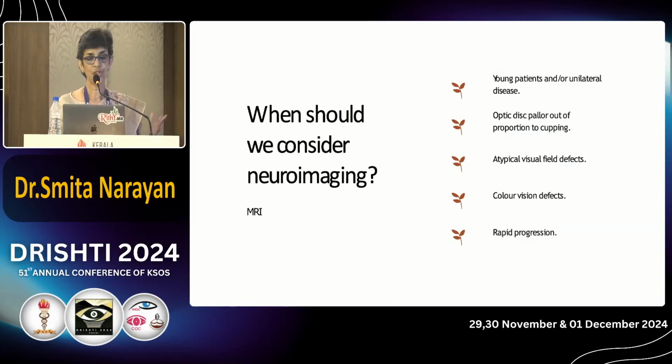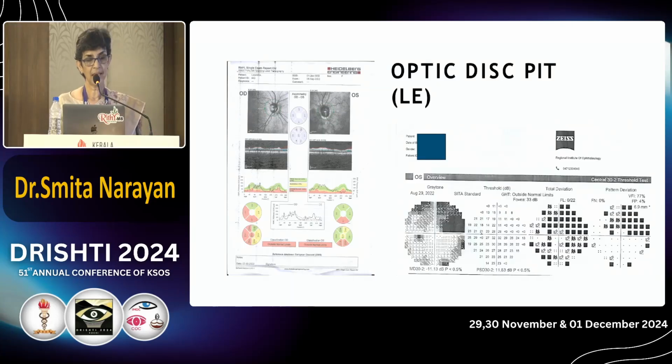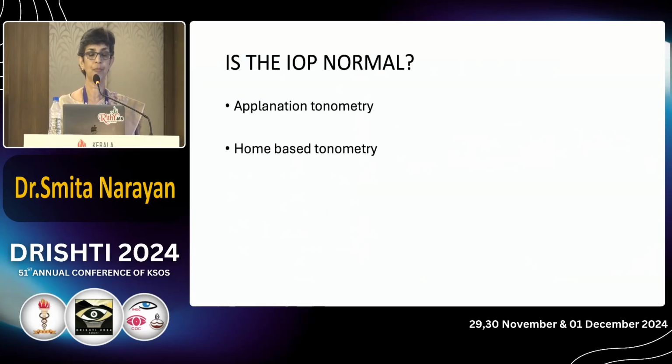So again, Dr. Jaini has talked very beautifully about neuroimaging, the need for neurological conditions to be ruled out, and I'm not going to describe them in detail. Again, multiple anatomical conditions have been described before. This is an optic disc pit which can mimic glaucoma with a normal intraocular pressure. As far as knowing whether the intraocular pressure has been recorded correctly or not, we have to perform a good applanation tonometry. This portion I'm not going to describe.